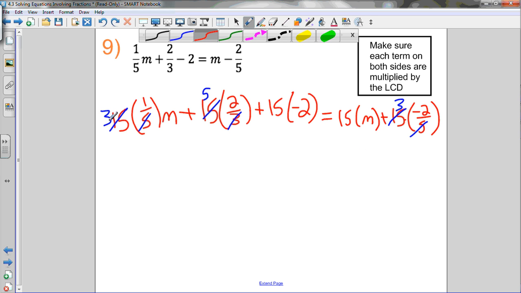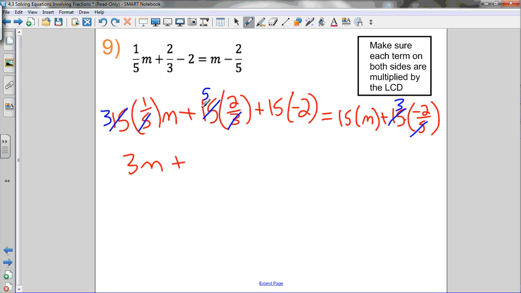Let's simplify. So here I have 3m plus 5 times 2, which is 10. 15, so plus 15 times -2, that's -30. So minus 30 equals 15m plus 3 times -2, positive 3 times -2, -6.